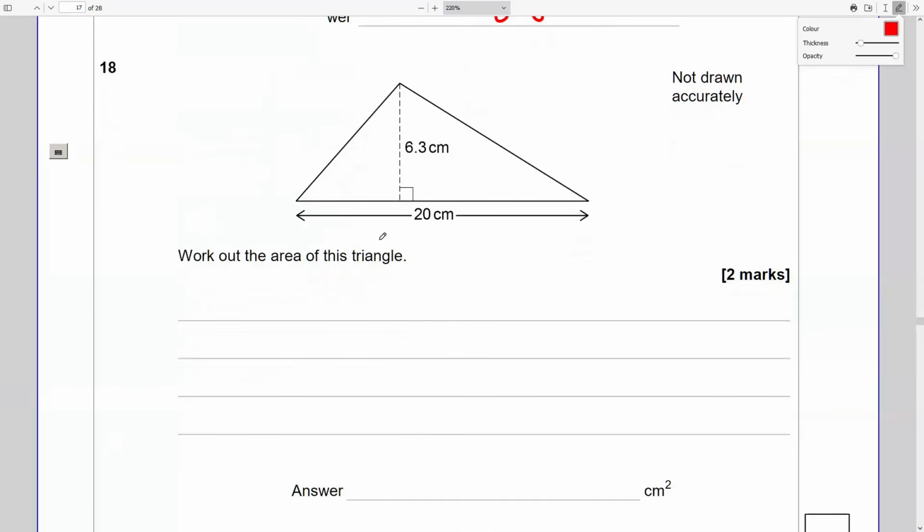Work out the area of this triangle. Sometimes I haven't looked at the formula sheet, but there's a formula: half base times the height. Okay, they've given us the base, they've given us the height, so that's an easy one. We can go half times the base, which is 20, so half of 20 is 10, times the height, which is 6.3. 10 times 6.3 is 63.